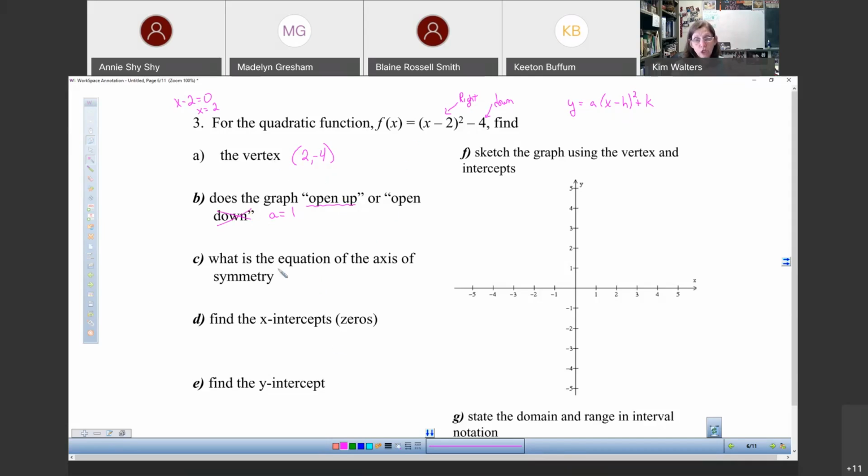The equation of the axis of symmetry. I'm going to see if anybody was paying attention to me a while ago. I want you to type in the axis of symmetry. You can type it into everybody. You can just chat it to me. The axis of symmetry.